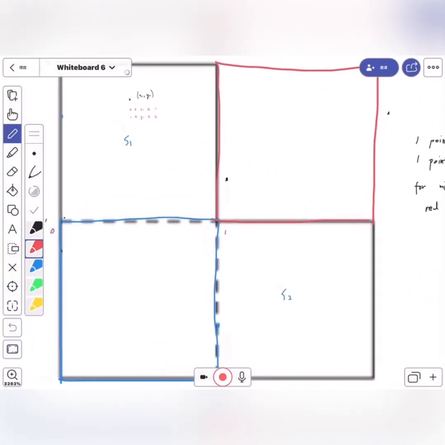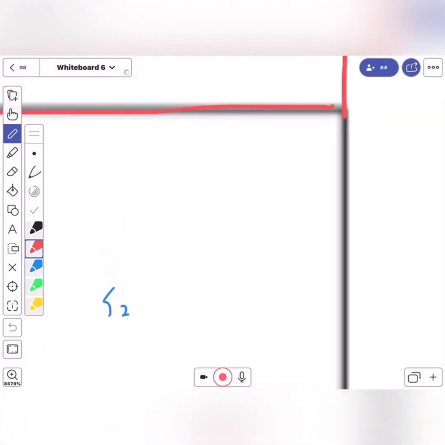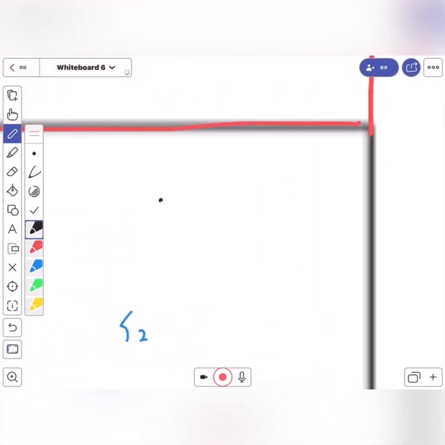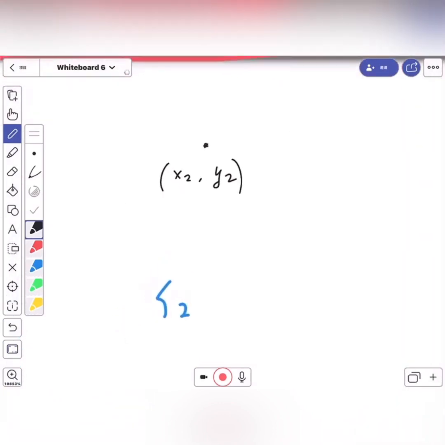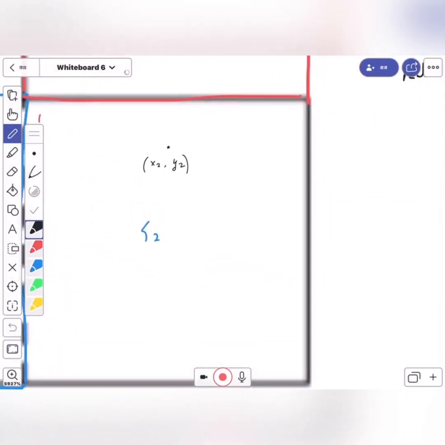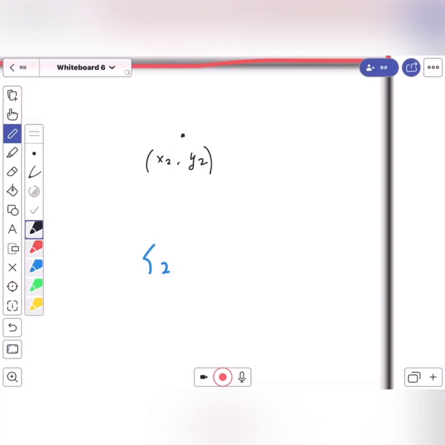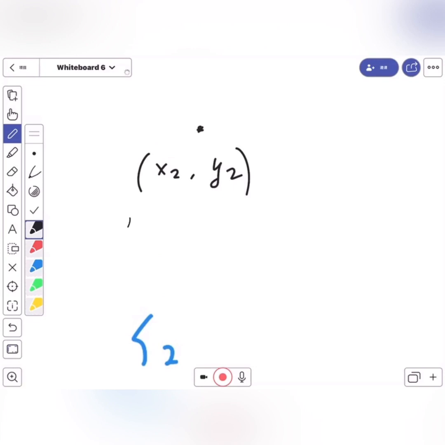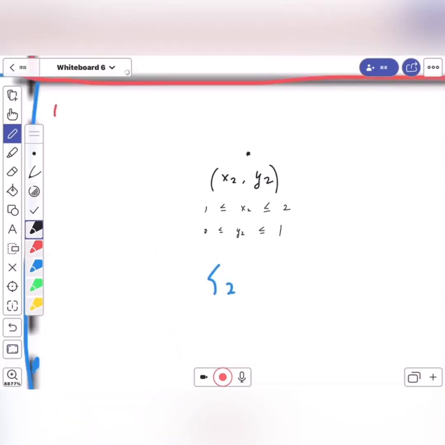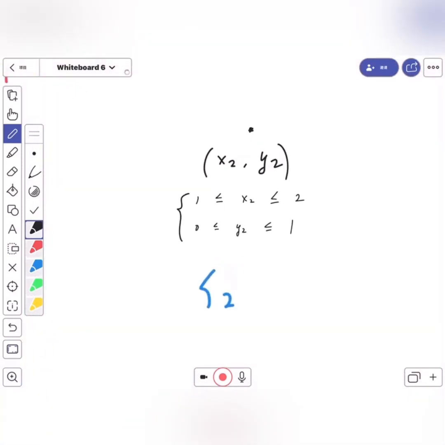Okay, now what about S2? Same, we're gonna define a point and call it x2, y2 instead. Because it's basically symmetrical, we just swap x2 and y2 with x1 and y1. We're gonna get that now 1 ≤ x2 ≤ 2, and 0 ≤ y2 ≤ 1. This kind of restriction.